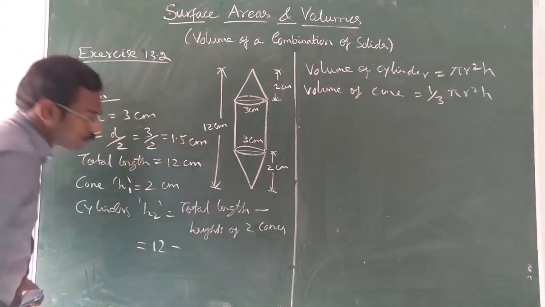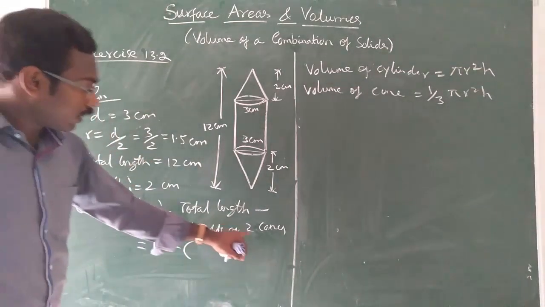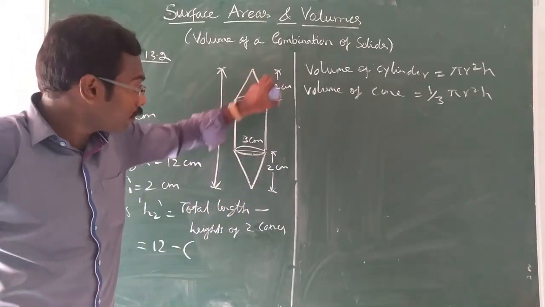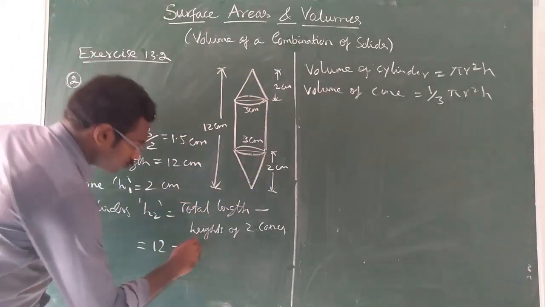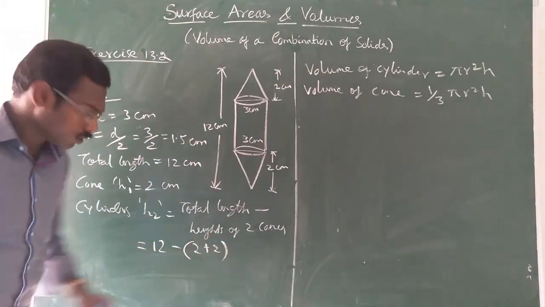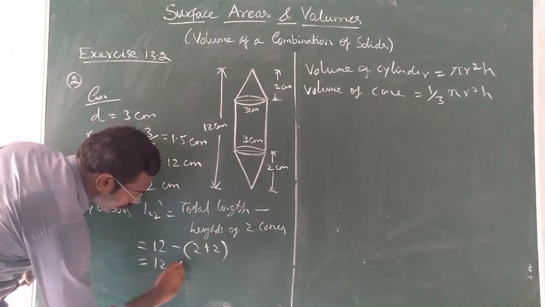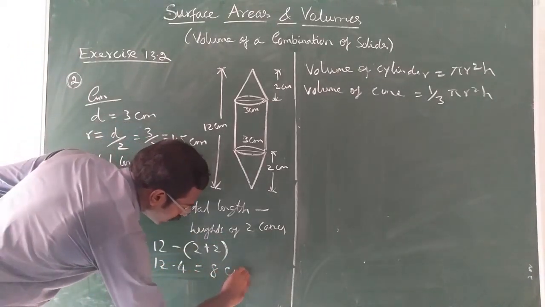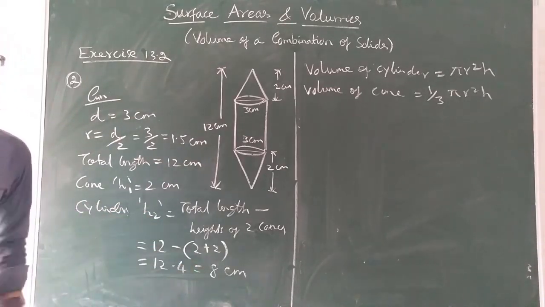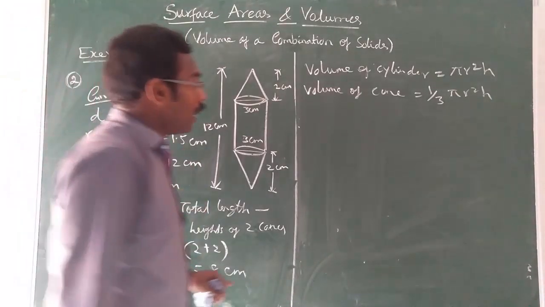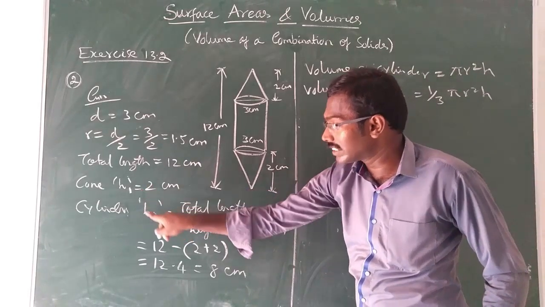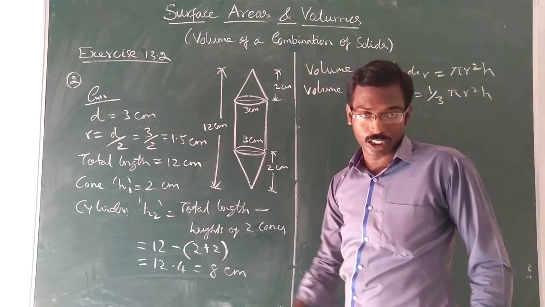12 minus, how many cones are there? 2 cones there. Each cone 2 centimeter. So 2 centimeter plus 2 centimeter. So 2 plus 2, okay, write it in bracket. So that is equal to 12 minus 4 equals 8 centimeter. Therefore your cylinder height is 8 centimeter. So as usual, cone's height we have taken as h1, cylinder height we have taken as h2.